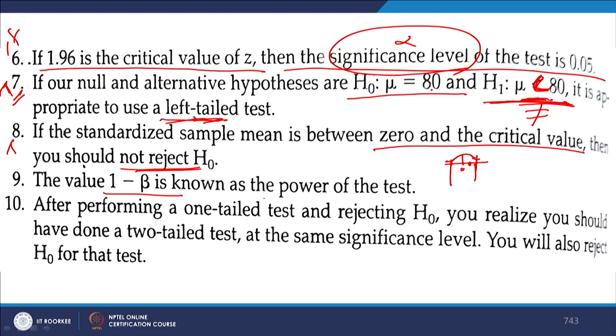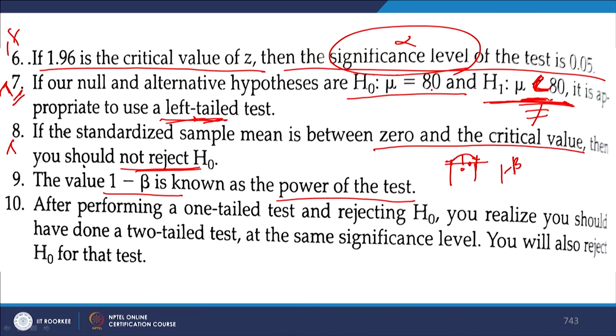1 minus beta is known as power of test, is it correct? In fact, we have seen the relationship between type 1 and type 2 error, wherein we said that 1 minus beta is power of test, right. What do you mean by power of test? Power of test is the probability of rejecting a null hypothesis when it is false. So, this statement is true. Let us look at the next one.